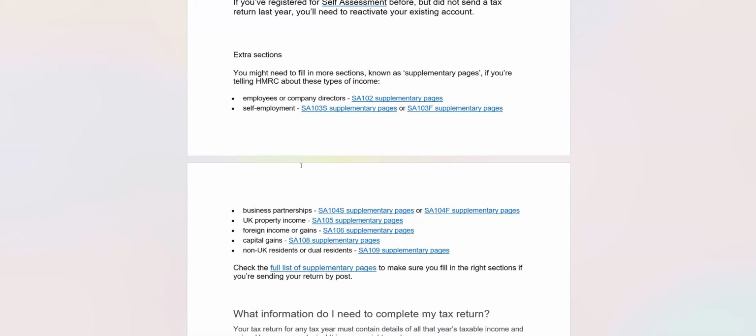For example, if you receive some benefit from your employment, or sometimes some information that cannot be completed in the main form or on the main tax return, then you have to complete these extra pages or supplementary pages. Otherwise, you really don't need it.